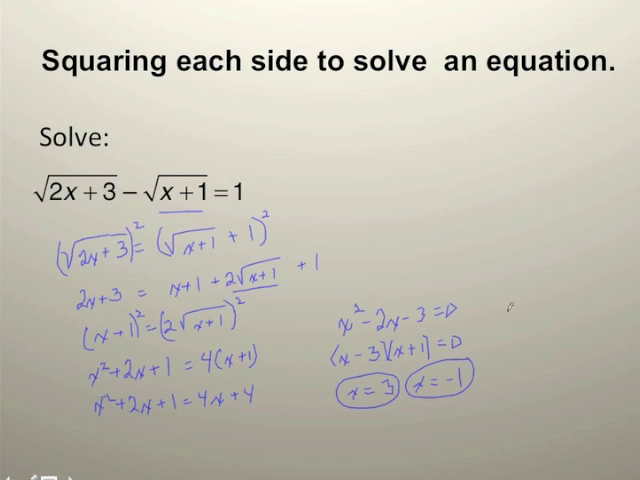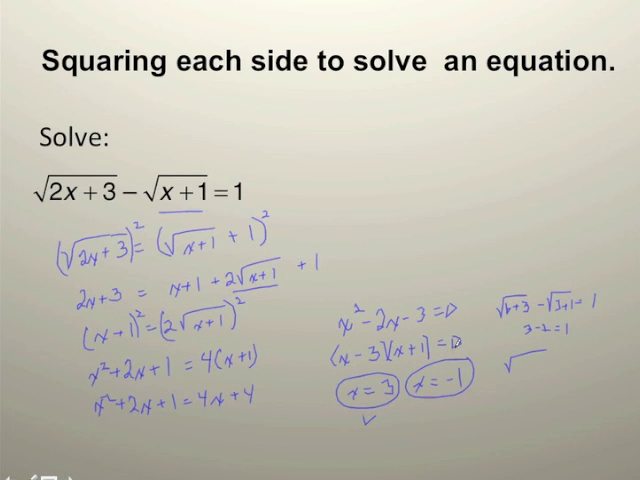So checking the 3, 2 times 3 is 6 plus 3, I want that square root, minus the square root of 3 plus 1 equals 1. Well, this would be 9, square root is 3, and 4, square root is 2. So 3 minus 2 equals 1. This one checks. Let's check the negative 1.